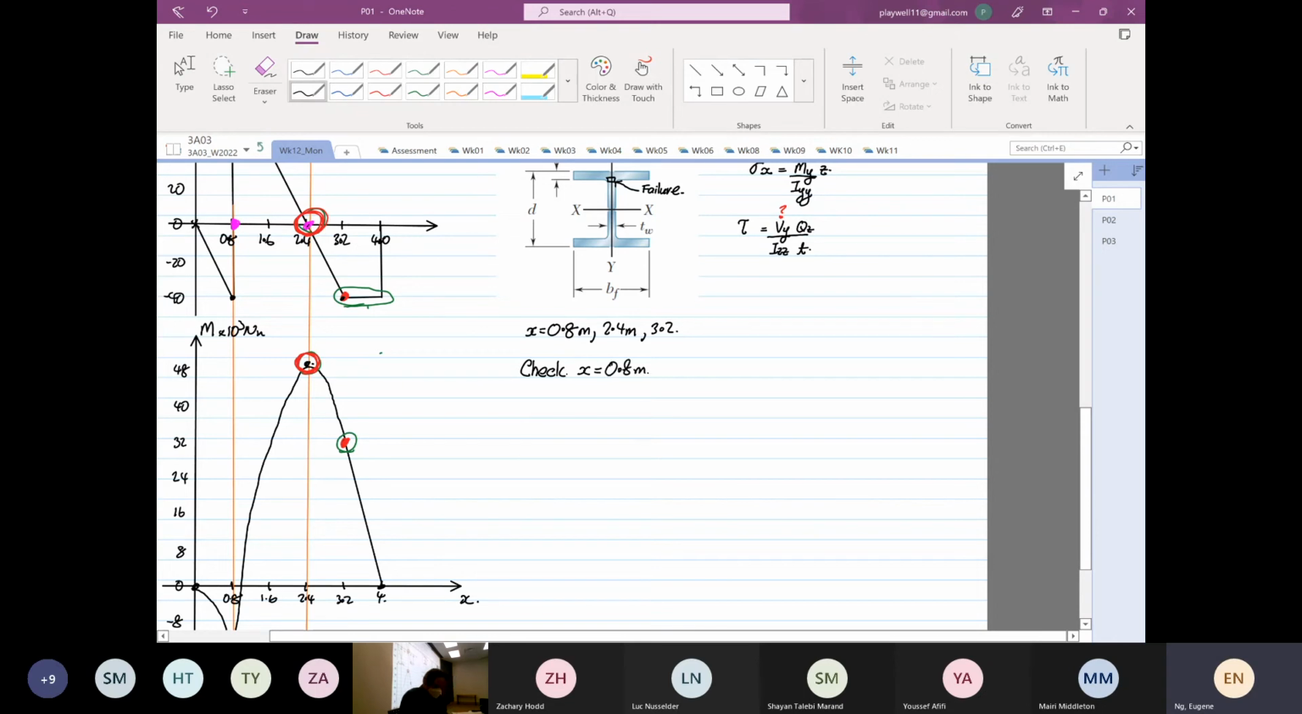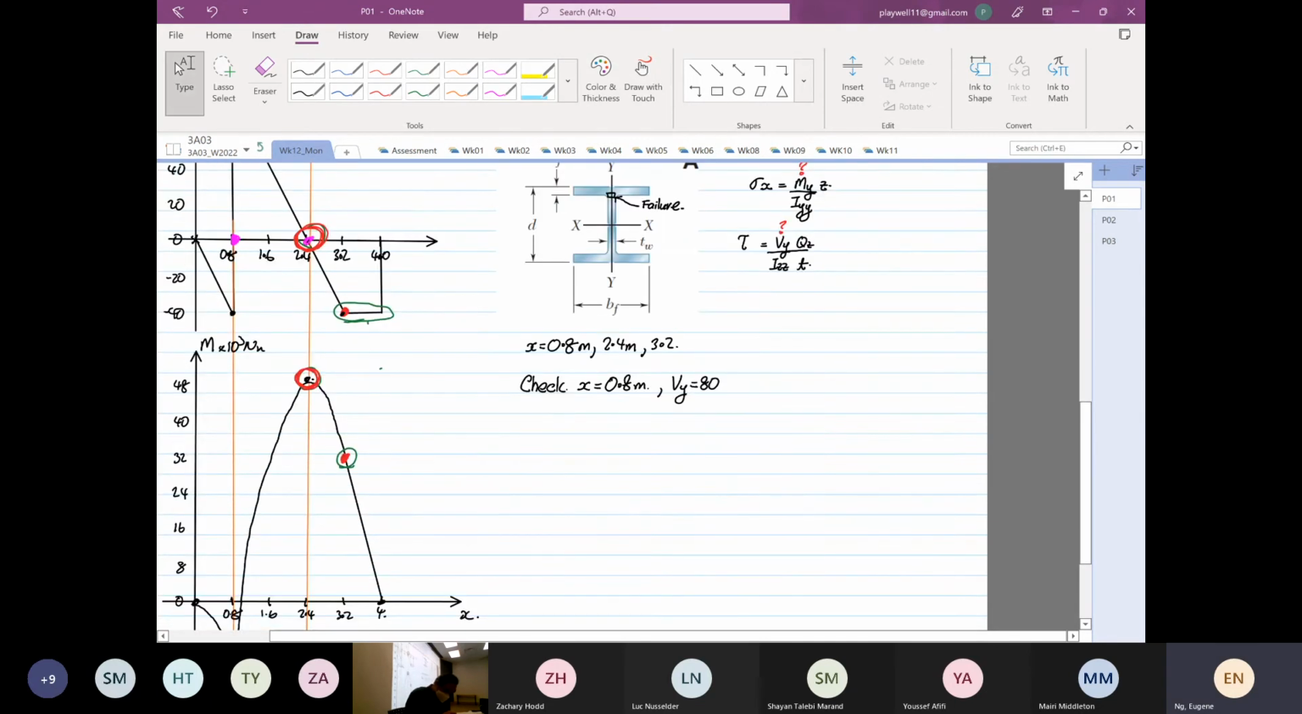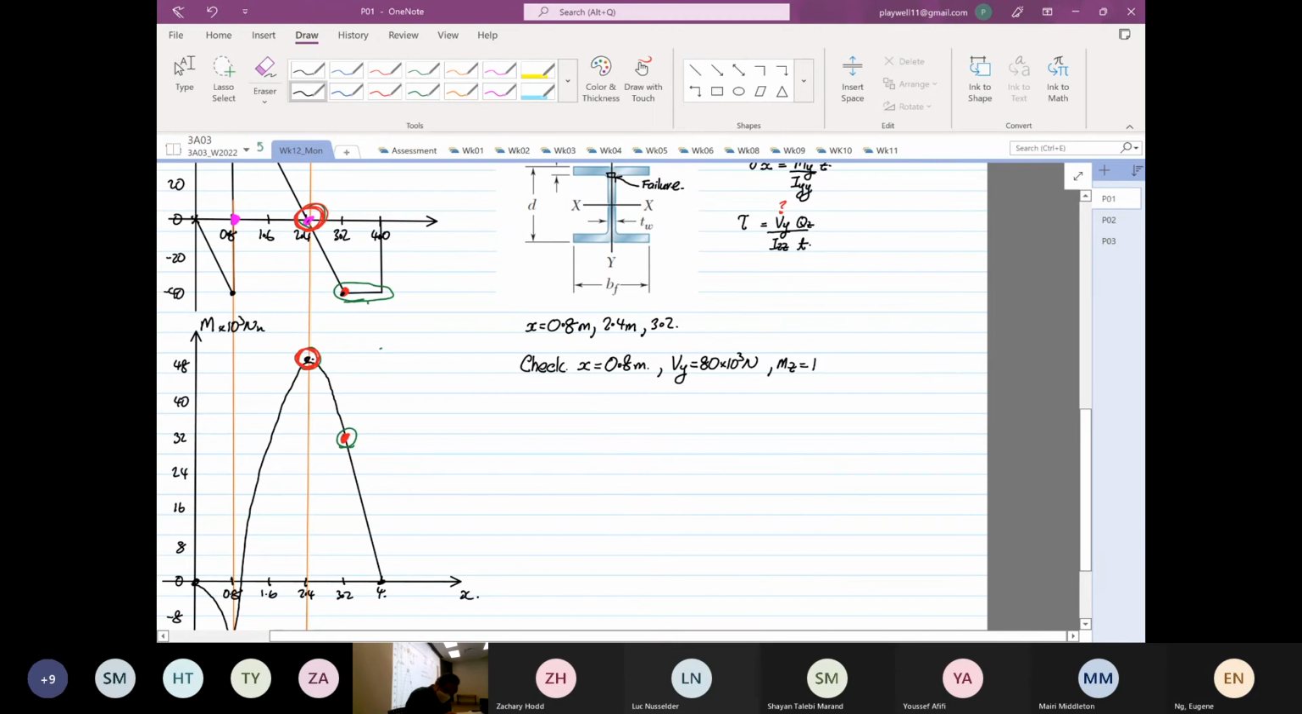The calculation is very repetitive. We're going to check when x is equal to 0.8. When x is equal to 0.8, Vy is equal to what? 80. I think it was 80 times 10 to the power 3 Newton. And our Mz is equal to 16 times 10 to the power 3 Newton meter.